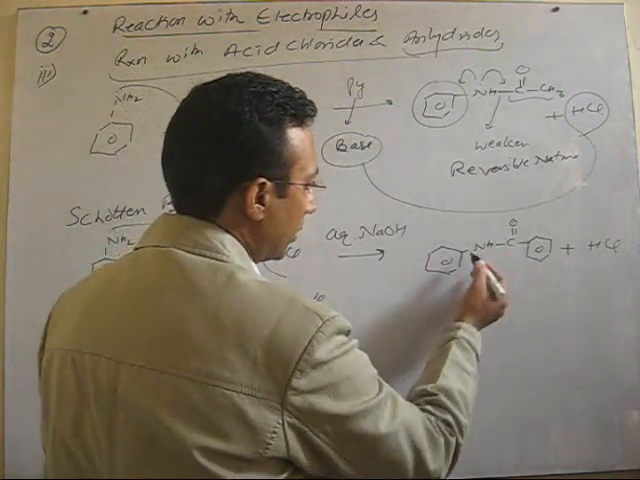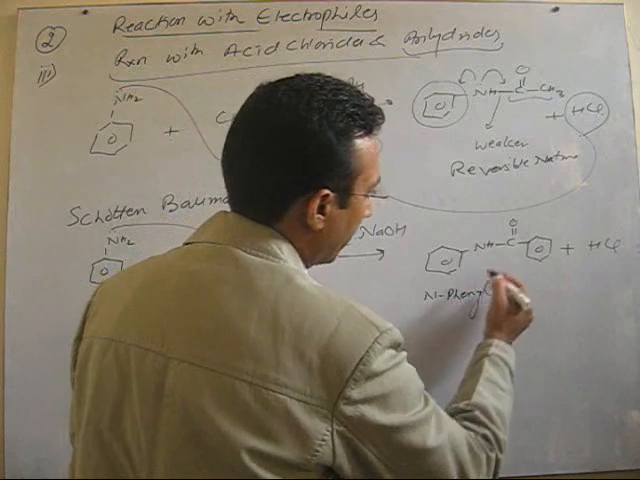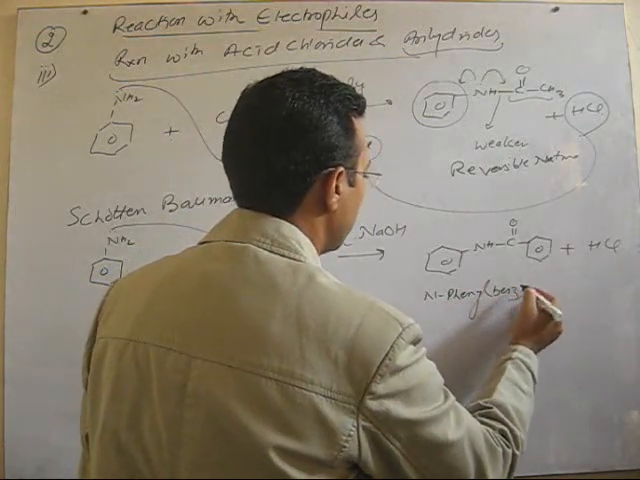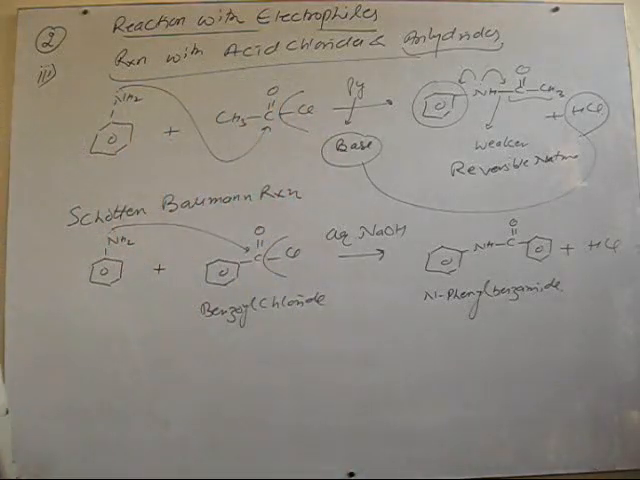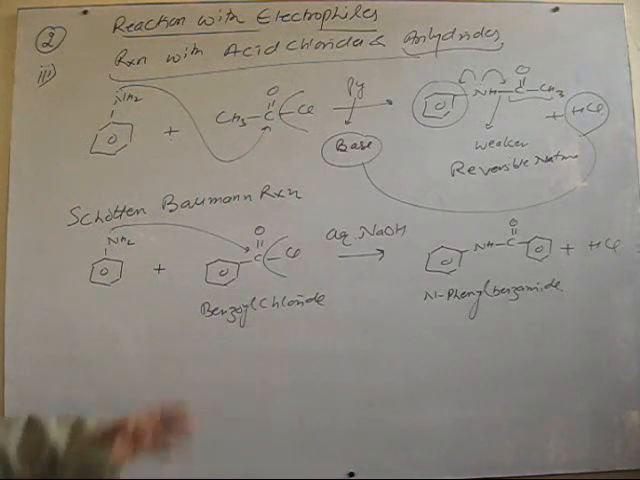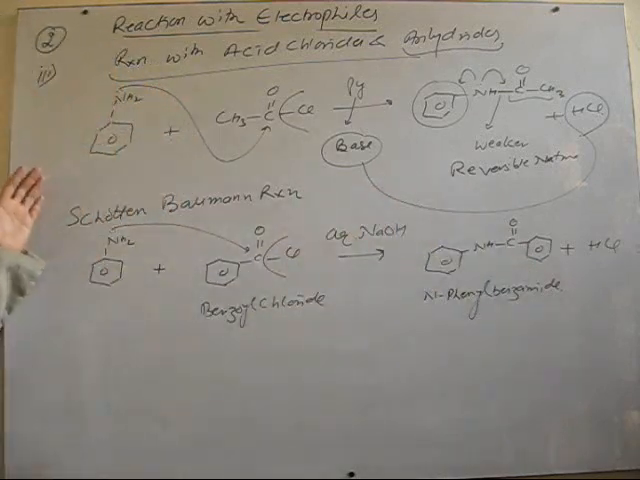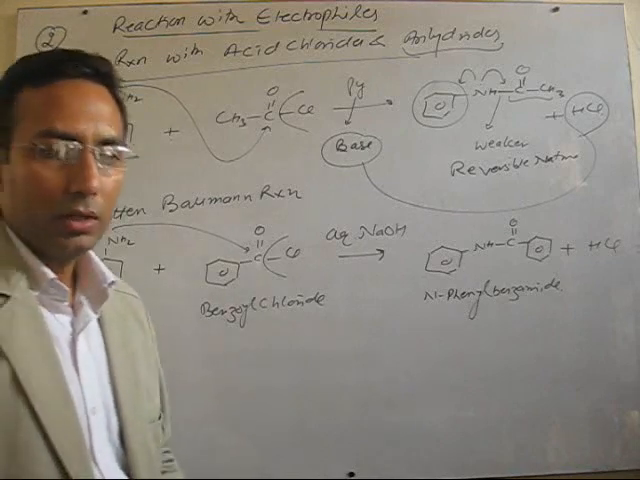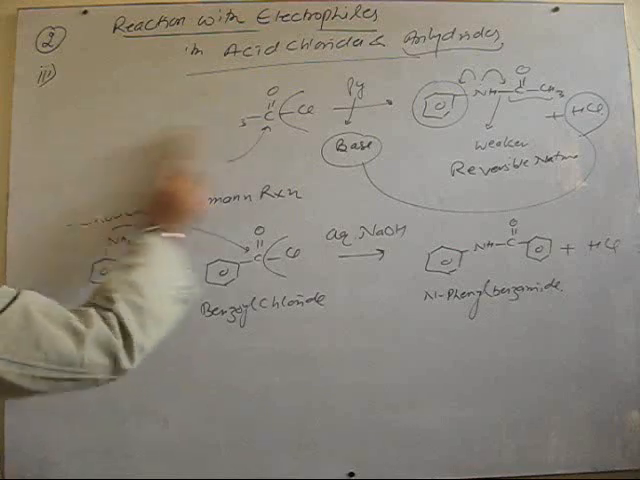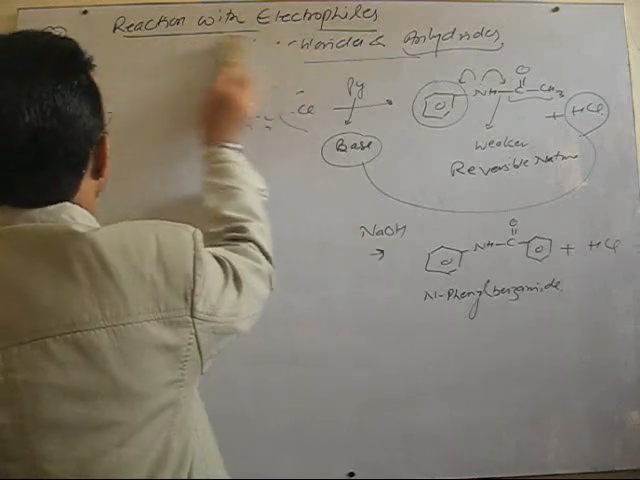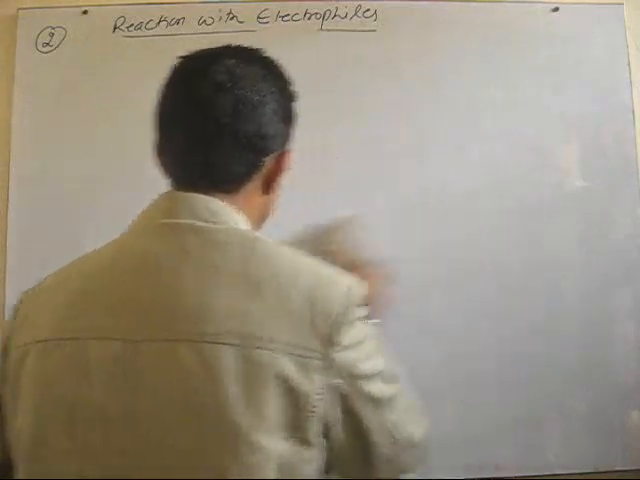Now in this case, you see the name of the compound is N-phenyl benzamide. So this is how acetylation or benzoylation takes place in aromatic as well as aliphatic amines. So this is one type of reaction. Now further we'll discuss another type.